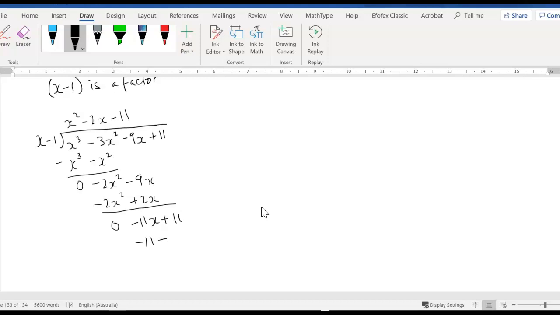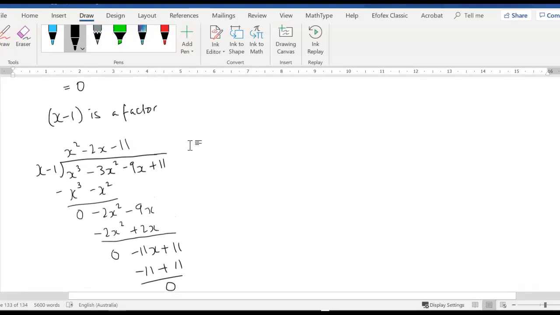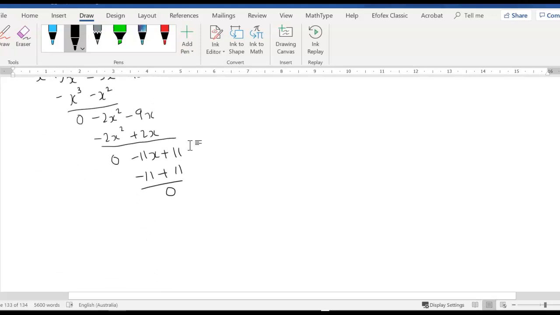There we go. And you should end up with 0 because x minus 1 is a factor. You should get 0 at the end. If you don't get 0, you've made a mistake somewhere along the line. All right, so our quadratic is x squared minus 2x minus 11.